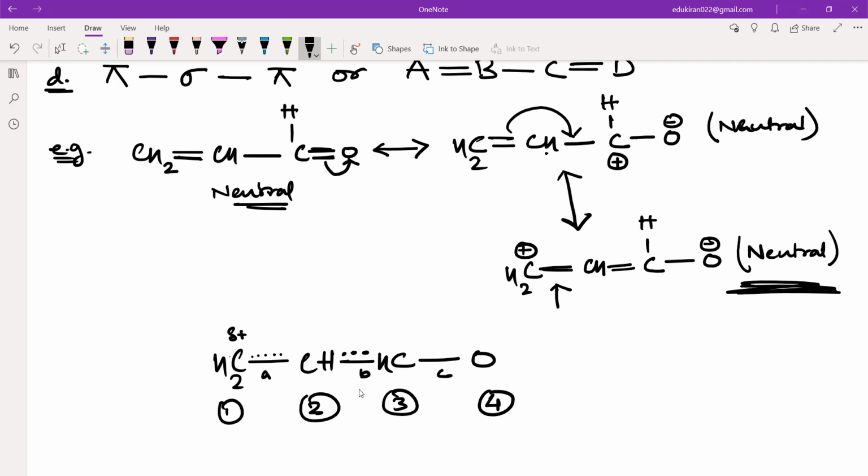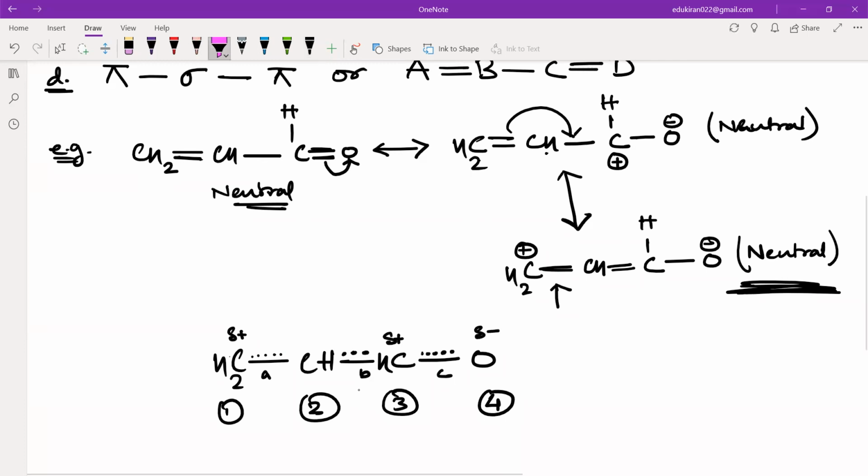No charge. No charges. Okay. What about this carbon? Delta positive, delta negative? Delta positive. Very good. What about this bond? Single, double, or partial double? Partial double. Partial double bond structure. What about this oxygen? Delta positive, delta negative? Delta negative. Okay.